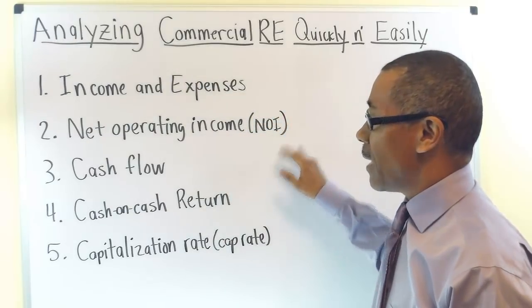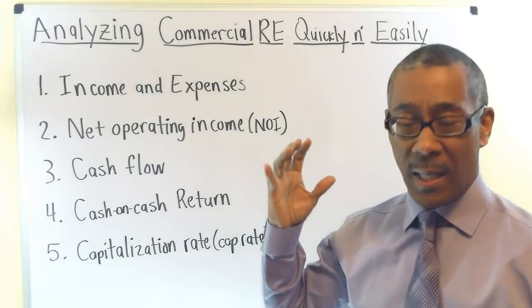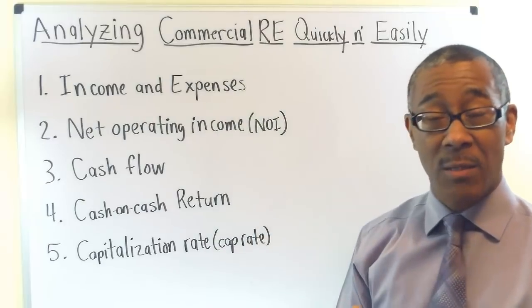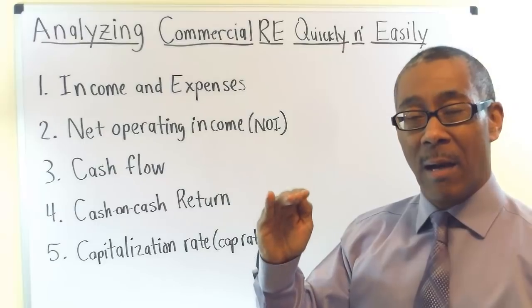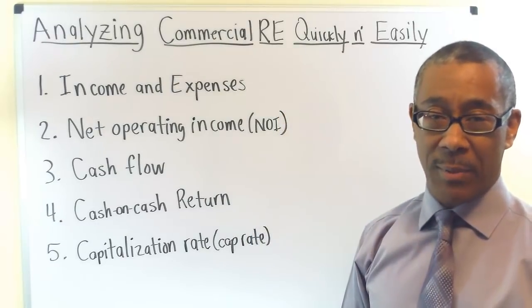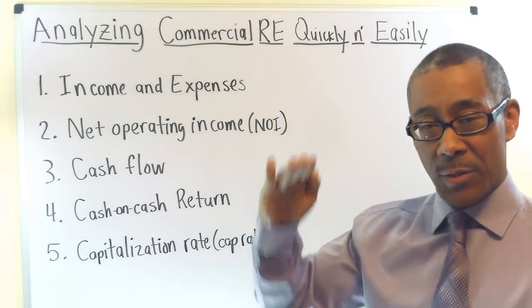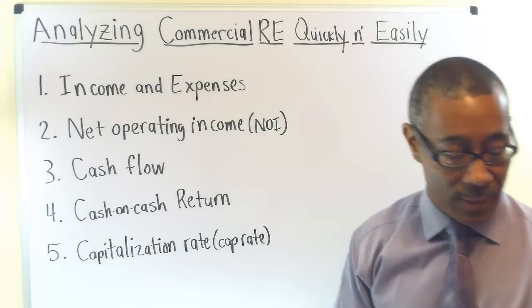Now, net operating income. Net operating income is one of the most important terms of these five. And the reason why is, as your net operating income goes up, not only does your cash flow go up, but also the value of the property. And conversely, when the net operating income goes down, so does the cash flow, and so does the property value.